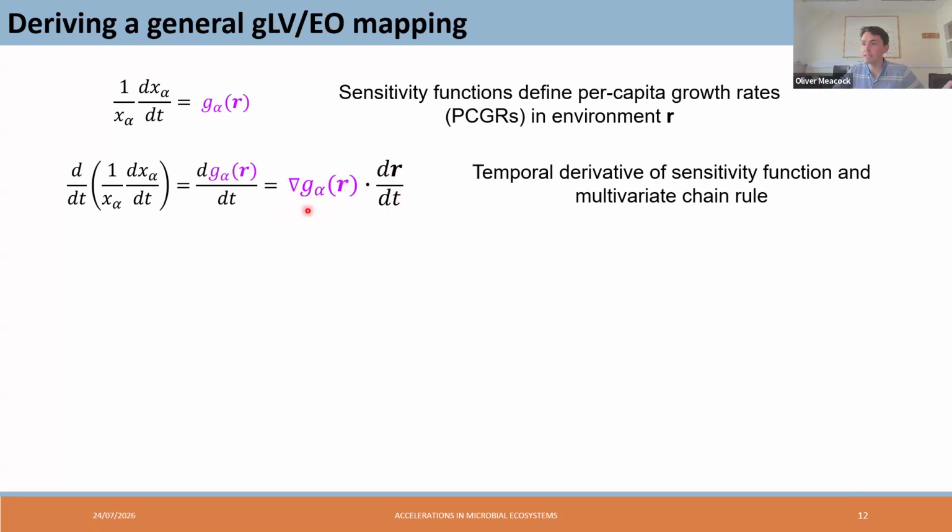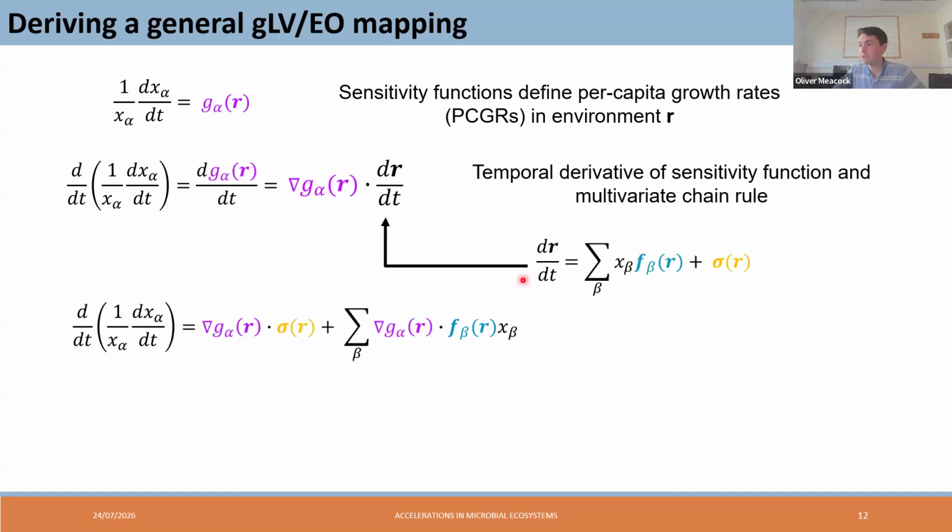So we've got the sensitivity gradients over here. These are the gradients with respect to the environmental factors. And again, I'll give a concrete example of what this looks like in a future slide. And then we've got these environmental dynamics over here. Now we've got an equation for the environmental dynamics. We've seen that before, so we can just substitute that in here and then perform a little bit of manipulation. We obtain this equation down here.